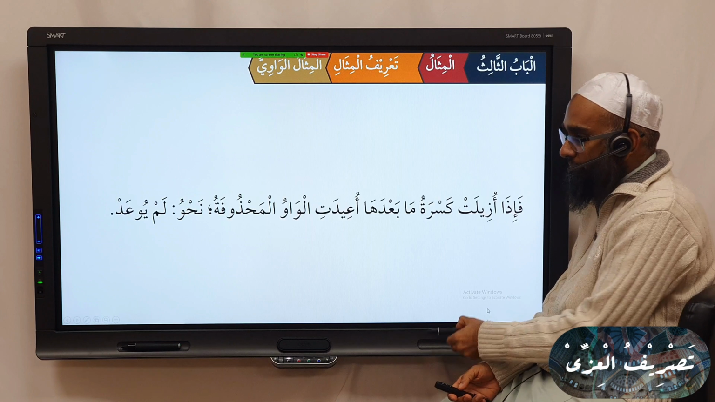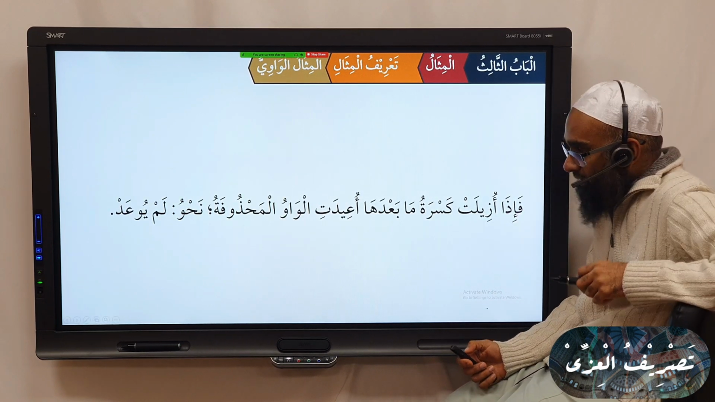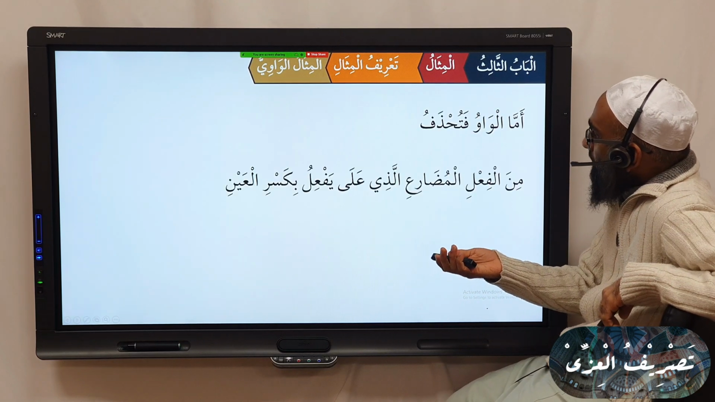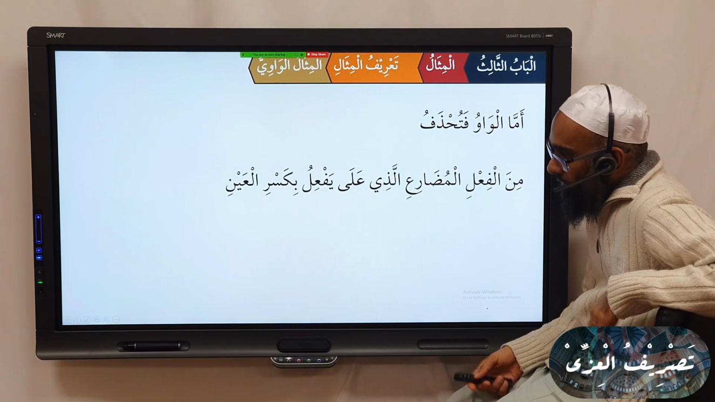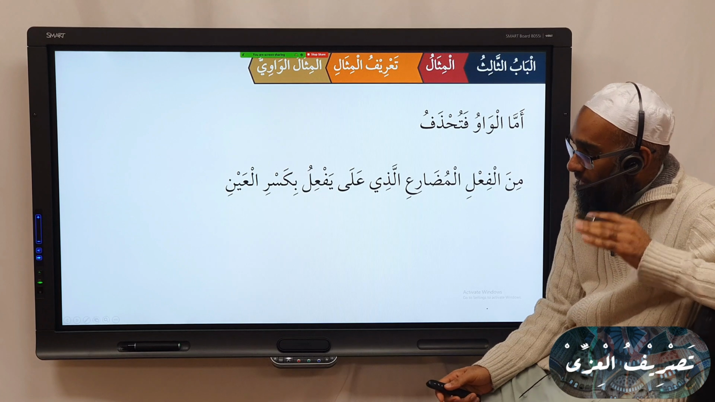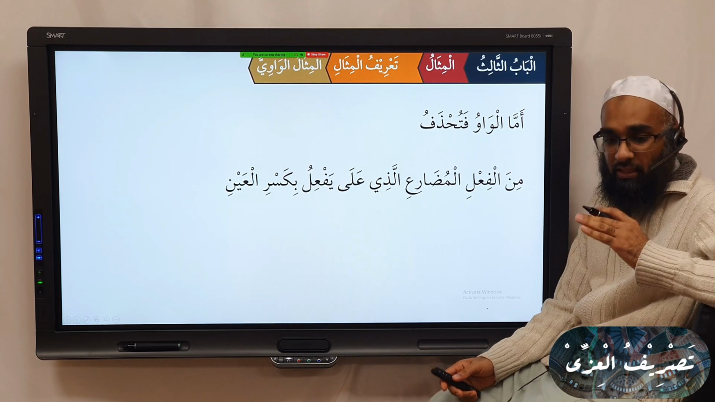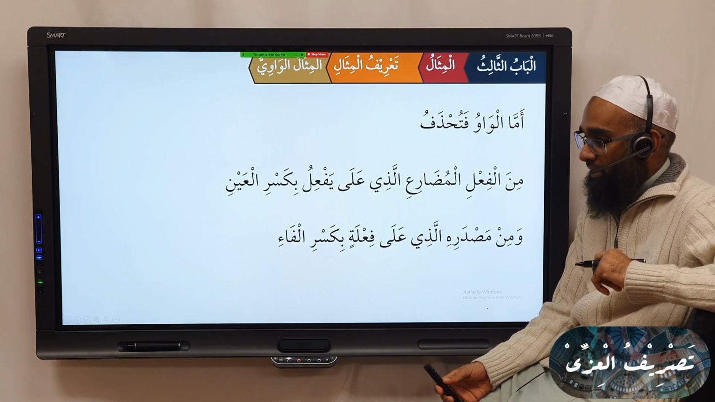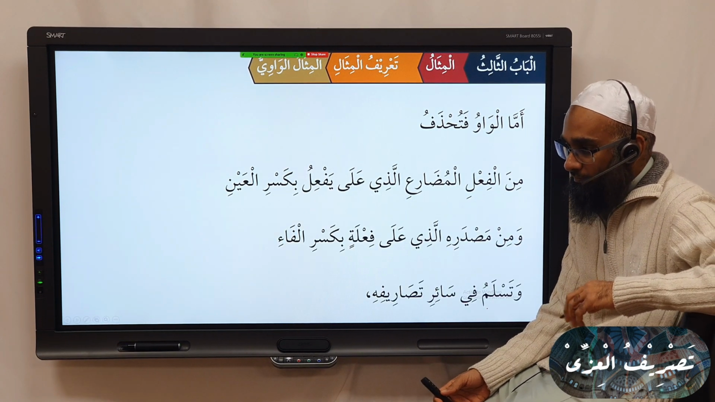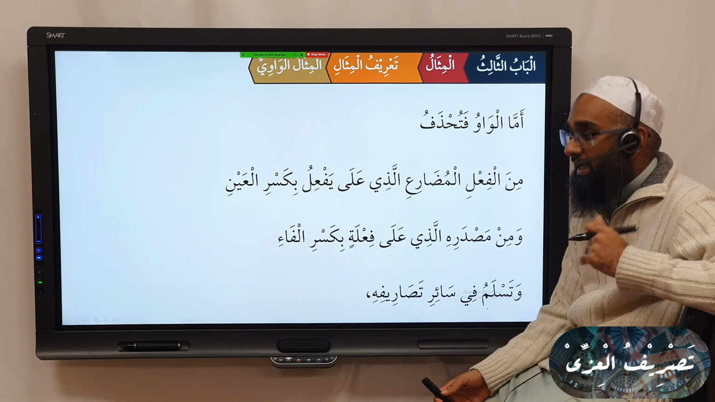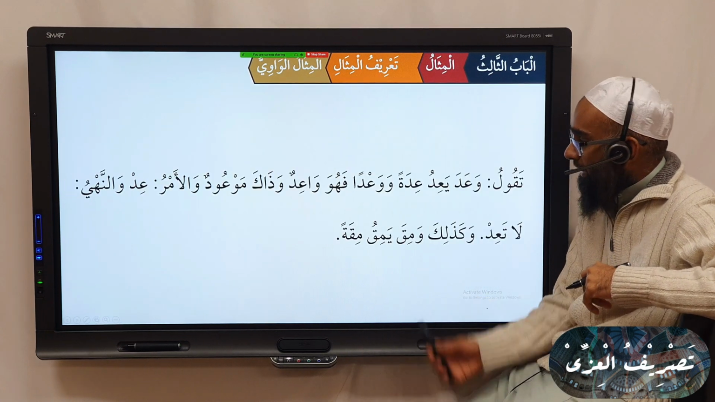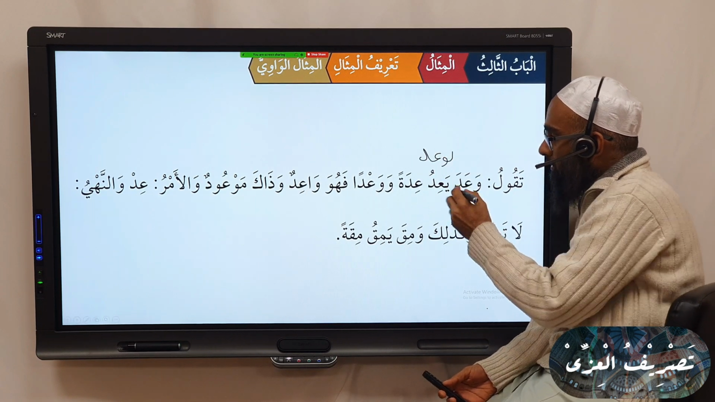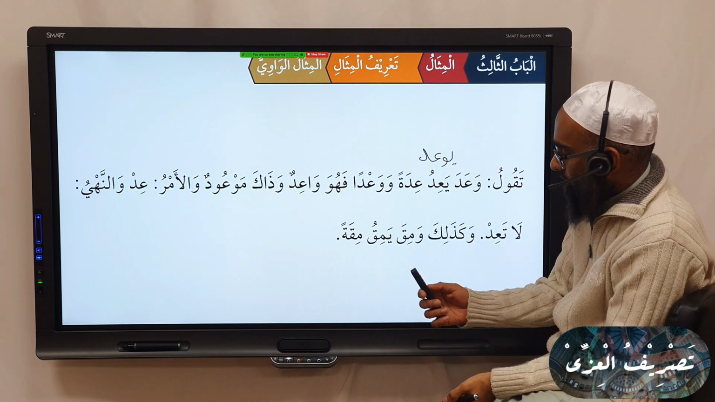So moving on, we have another rule here. What we said previously is that the waw is removed when the fa'al mudari has what? Yaf'ilu. It has a kasra on the ayn kalima, then the waw is removed. So for example, wa'ada yaw'idu becomes ya'idu. Instead of yaw'idu, we have ya'idu.